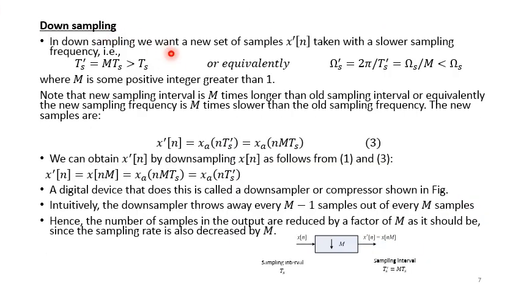Downsampling. In downsampling, we want a new set of samples represented as x'(n) taken with a slower sampling frequency, that is T's equals M times Ts, right? So that means T's is greater than Ts, so we will have fewer samples than we were getting previously.